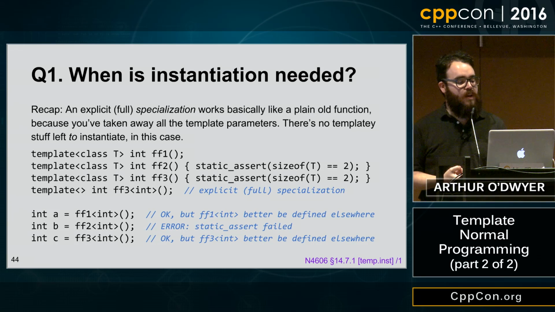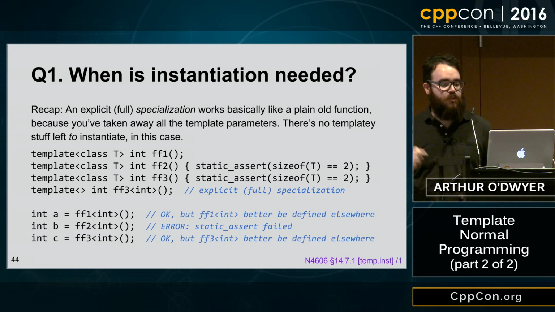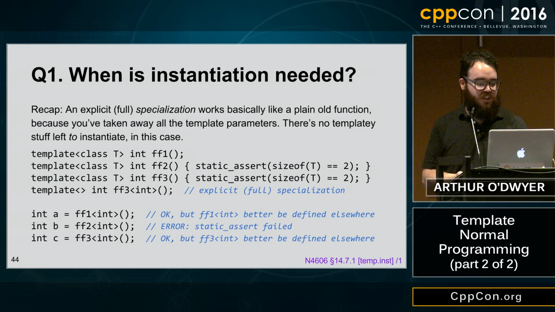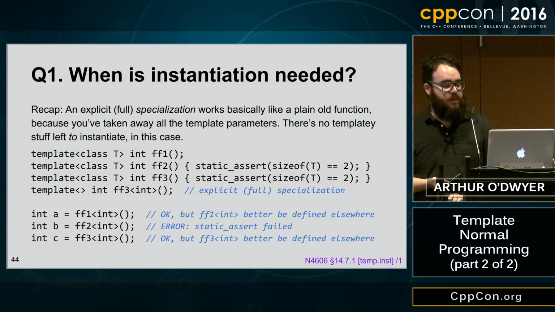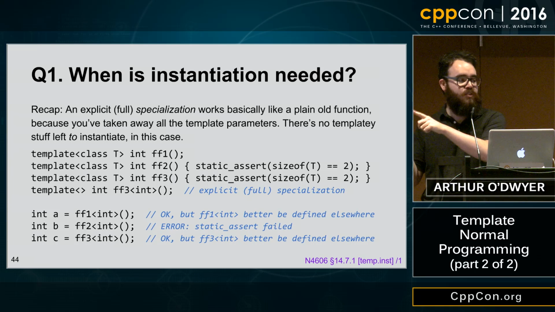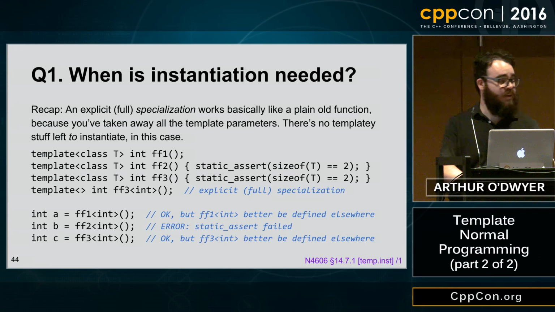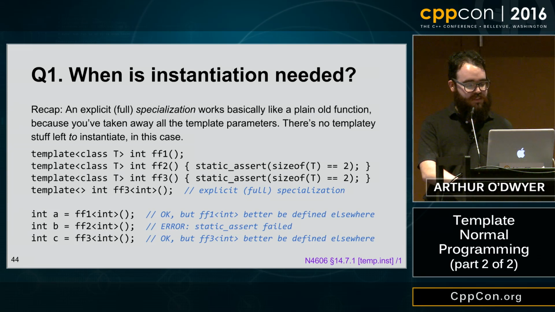Or if I fully specialize FF3 and I say, somewhere else, not here, but somewhere else, I have made an explicit full specialization of FF3, of int. So you don't have to instantiate the primary template. Please, in fact, please don't instantiate the primary template. I want the full specialization from elsewhere. And it says, okay, I don't care what's in the primary template anymore. So this is also fine.